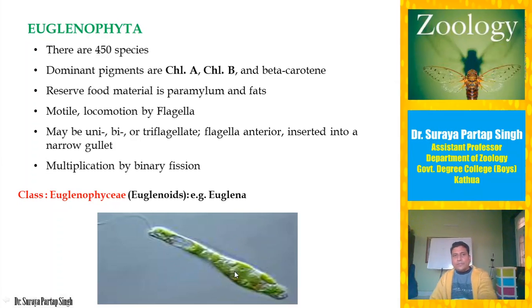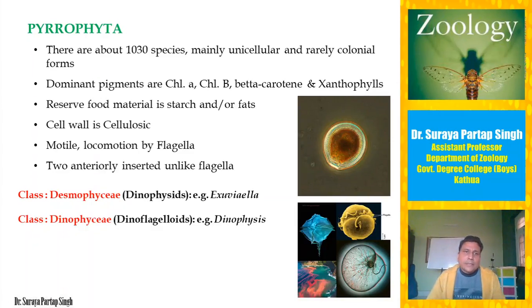Now third division, that is the Pyrrophyta. Now there are about 1030 species of this division, and mainly they are unicellular, and rarely some colonial forms are present. So in members of Pyrrophyta there are about 1030 species, and most of them are unicellular. However, some colonial forms may also exist, but they are very rare. Now in them, the dominant pigments are chlorophyll A, chlorophyll B, beta carotene. Now there is addition of another pigment, that is the xanthophylls.